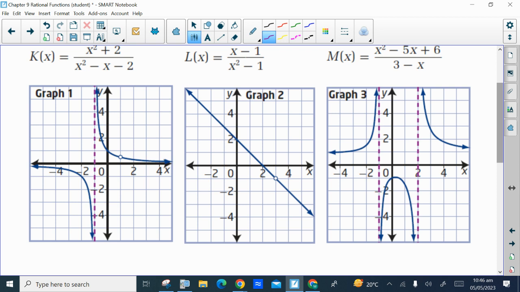Graph 3 has two vertical asymptotes at -1 and 2. So x plus 1 will be a factor, x minus 2 will be a factor on the bottom, and neither of those will cancel.